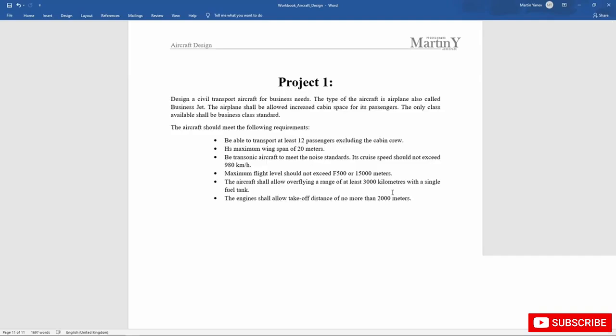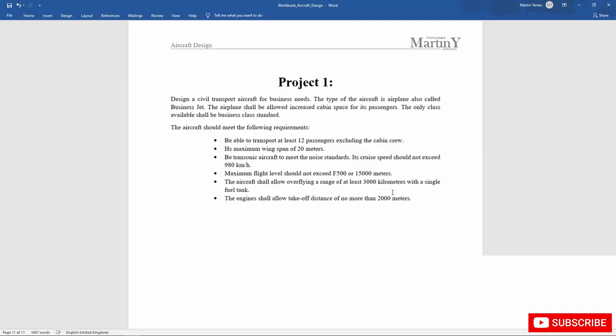The aircraft should allow increased cabin space for all passengers, or business class will be the only available class on this aircraft. But let's see the most important things, and basically the things that we care about when we start our designs. So we want this aircraft to be for 12 passengers. We want the wingspan to be 20 meters, and this is because our company wants the aircraft to be able to land on more types of airports, okay? And the wingspan is an important requirement for some airports in order for aircraft to be allowed to land there.